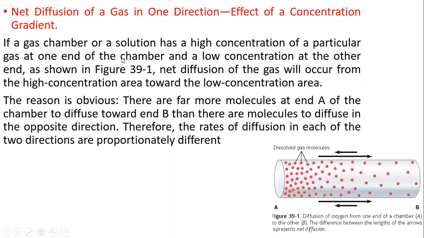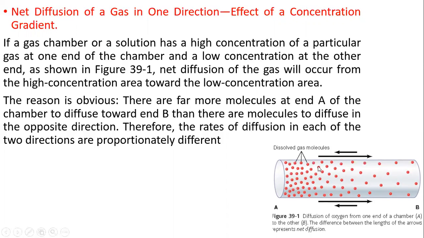If a gas chamber or a solution has a high concentration of a particular gas at one end of the chamber and low concentration at the other end, مثل ما نشوف هنا بالفيجر, the net diffusion of a gas will occur from the high concentration area to the low concentration area. نشوف هنا هذا هو مثلا diffusion of oxygen from one end of the chamber اللي هي من هنا باتجاه النهاية الثانية. The difference between the lengths of the arrows represents the net diffusion.